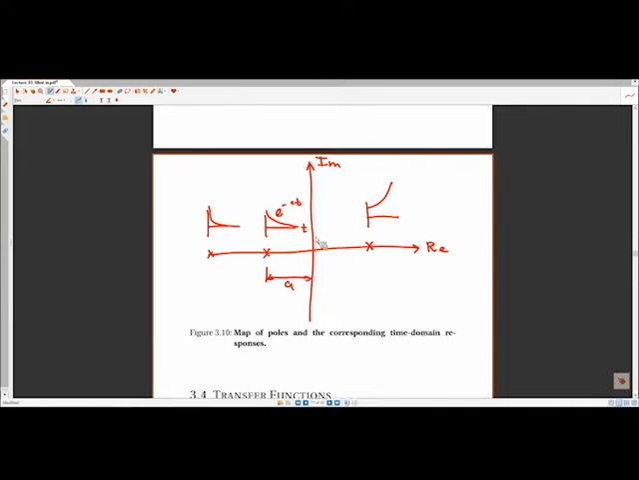So the main thing, just to recap from Friday's lecture, is that poles on the real axis are defined by exponential solutions. If I have a Laplace transform in the frequency domain and convert it into the time domain, it's going to be a time domain solution in the form of exponentials.